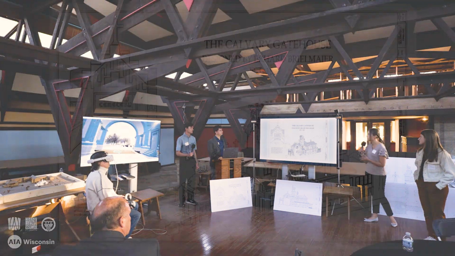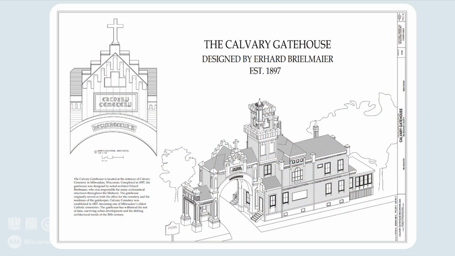So as you can see through our plan set, we have a lot of individual call-outs for specific features that we felt were important on this building. So right here, we have the detailing above the archway of the main entrance. We thought it was very important for us to focus on.